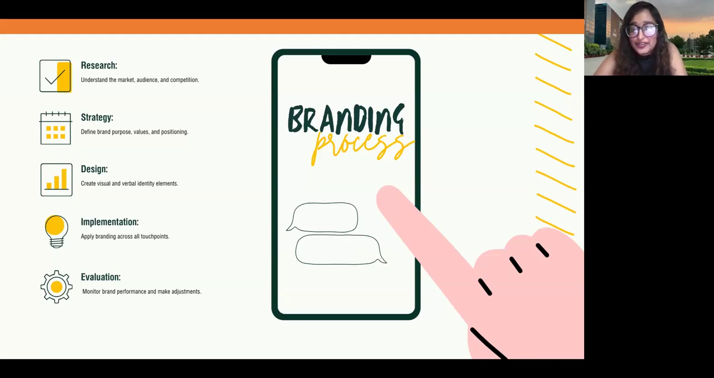Then implementation. Obviously, when you get all these things, you have to implement it. And then evaluation. In designing, evaluation is very important because once you have everything, you need to go back and evaluate. And if there's something missing, then you go again to research. So it's a never-ending cycle.